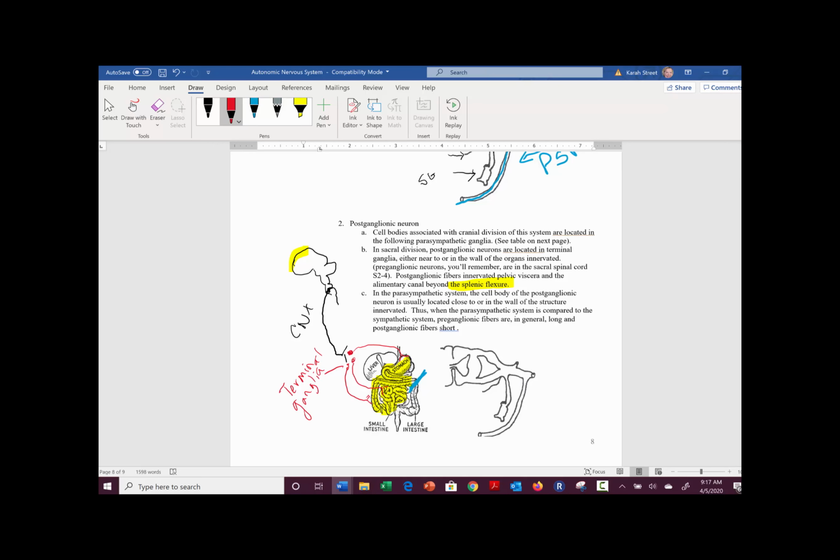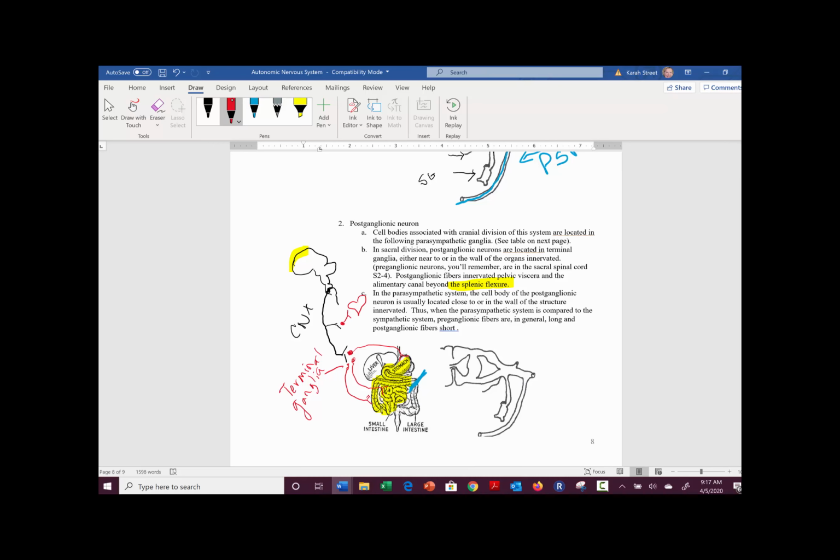What do I mean by that? Well, we haven't learned about the digestive system yet, but we have learned about the heart. And I could have just as easily drawn cranial nerve 10 having a branch going to a postganglionic cell body that would target the heart to reduce heart rate. And you should remember from your cardiac chapter that the heart has layers. It has endocardium, myocardium, and epicardium.